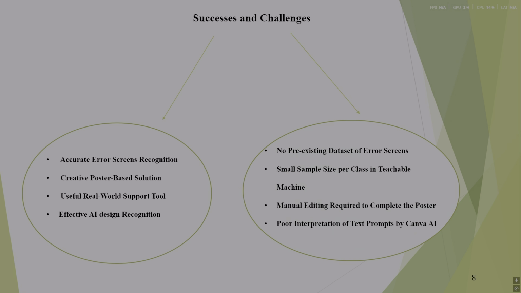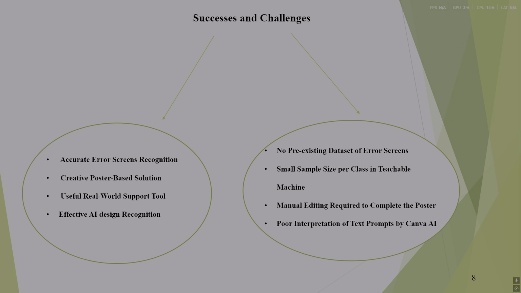Now let's take a look at the successes and challenges I encountered during this project. Starting with the successes, first, the AI model I trained was able to accurately recognize different types of error screens, which was the core goal. Second, I came up with a creative and practical solution by designing a poster that visually connects the AI's output to real help. Third, this turned out to be especially useful for non-technical users. It takes the guesswork out of tech issues. And finally, even with limited data, the AI still performed well thanks to the clean training and focused classes.